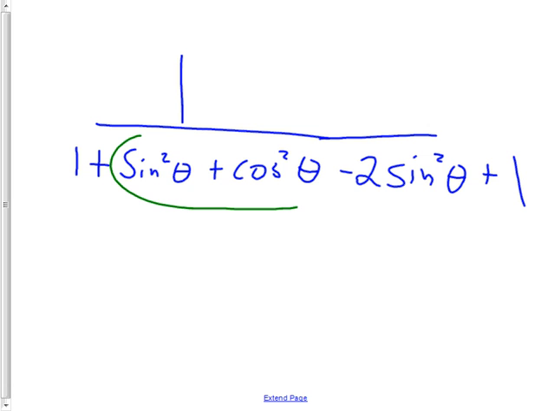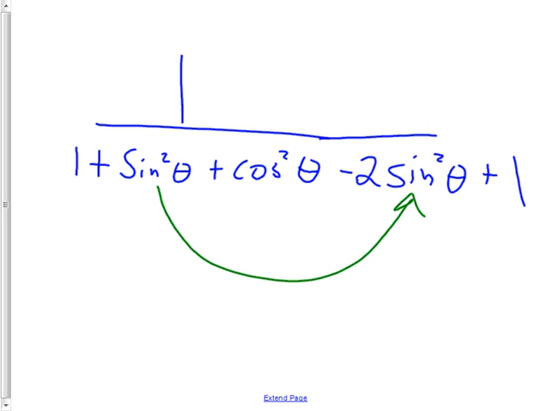You could replace that whole thing with 1. You are correct. All right. How about this? What if I put this with that? What would I have? Minus.